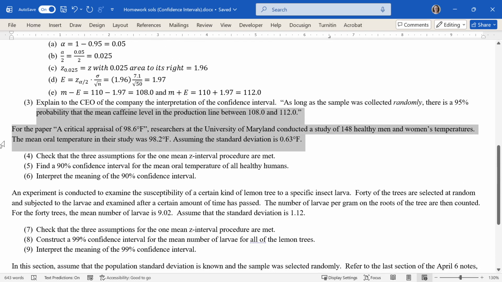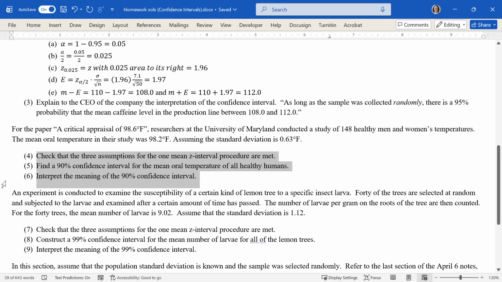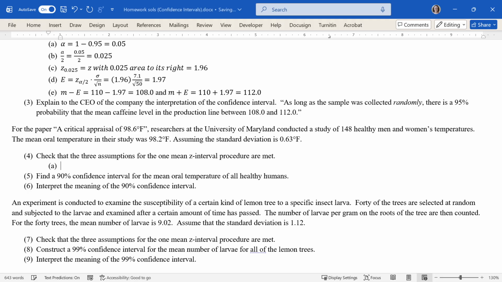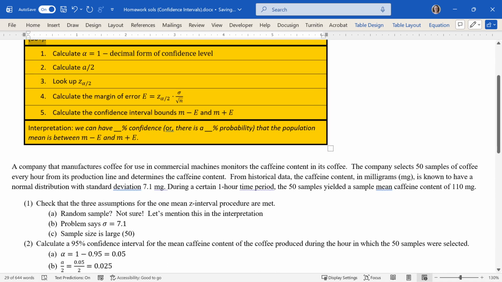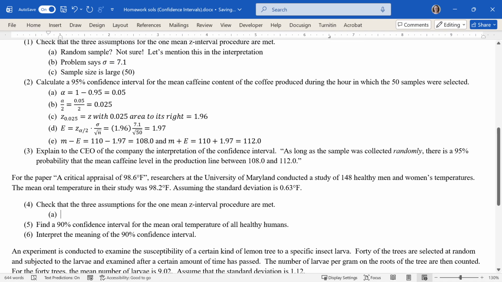All right, so for the paper, a critical appraisal of 98.6 degrees Fahrenheit, researchers at the University of Maryland conducted a study of 148 healthy men and women's temperatures. The mean oral temperature in their study was 98.2 degrees Fahrenheit. Assuming the standard deviation is 0.63 degrees Fahrenheit, we're going to do these 3 things here. All right. So first we need to check the 3 assumptions for the procedure, and they're written back up here. If you forgot them, I have them memorized, so I'm just going to go off my own memory down here.